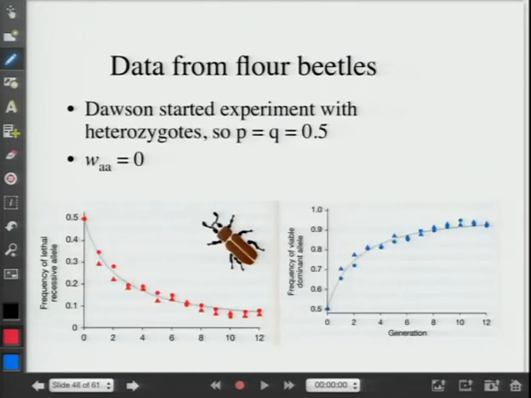So here's a really cool experiment with flour beetles. It was started with 100% heterozygotes.